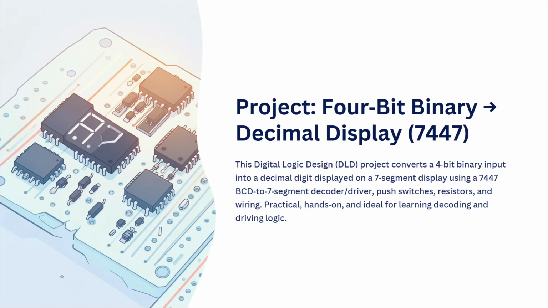7447 IC, which is BCD to 7-segment decoder and the driver. This IC takes binary input and converts it into the signal that controls the segments of the display. To give input, I use the push switches where each switch represents one bit. So by turning switches on or off, we can create the binary number from 0000 to 1111. It also uses resistors and proper wiring to make sure that the circuit works safely and correctly.